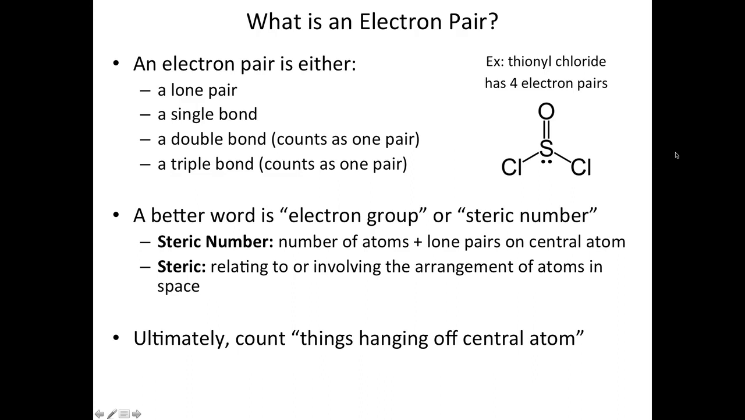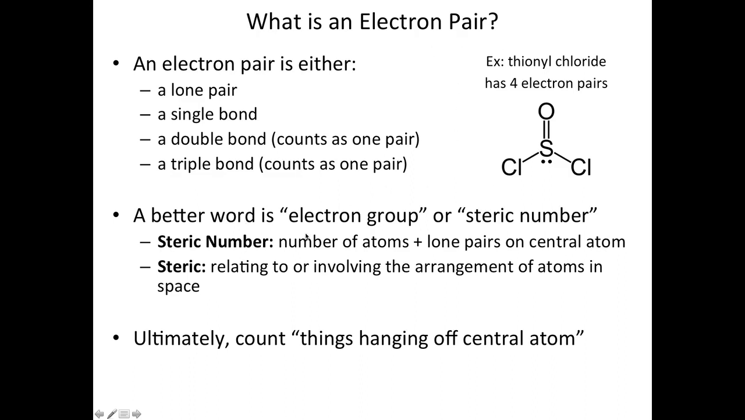For example, over here, this molecule with the sulfur in the middle is called thionyl chloride. That's a non-systematic name, but it's what people tend to call it. There are 4 electron pairs here. There's a double bond up top, 2 single bonds, and then the lone pair down here. So electron pair is kind of a poor word for this.